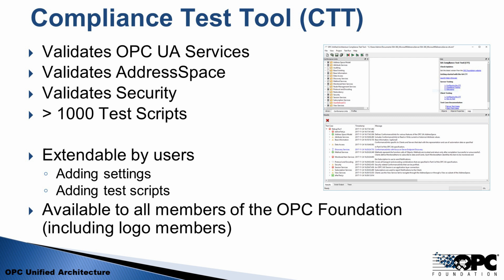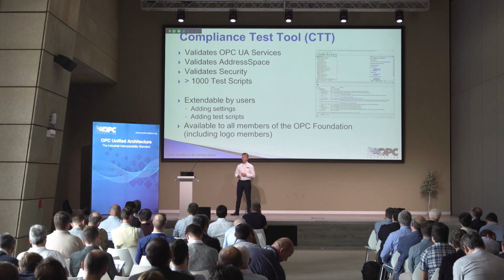So if there's something specific that you want to test on OPC UA functionality because you want to test something in your machine, you can easily do that. You can just add your own test settings, your own test scripts, and make that happen.